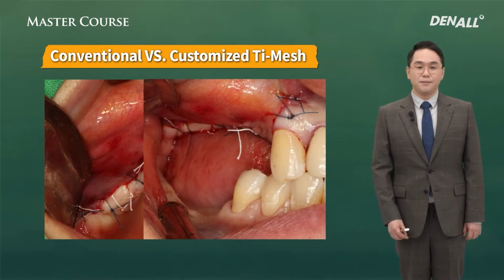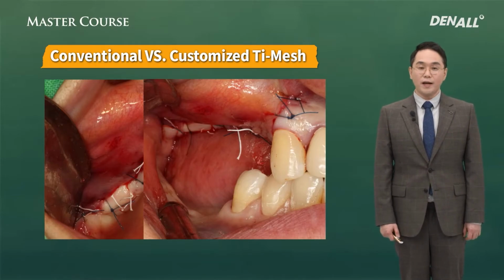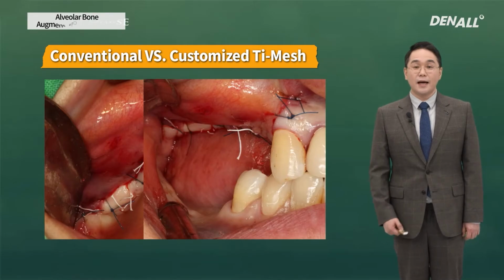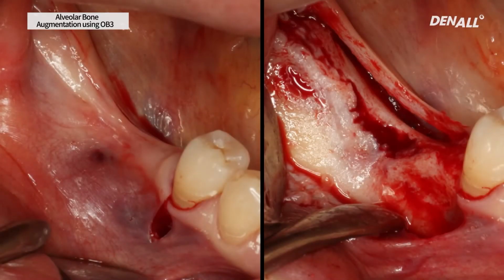After operation on maxilla lateral view, you can see vertically augmented alveolar bone. Now it's time to operate in mandible. 2 vertical incisions and crestal incision are made, and the flap is raised.